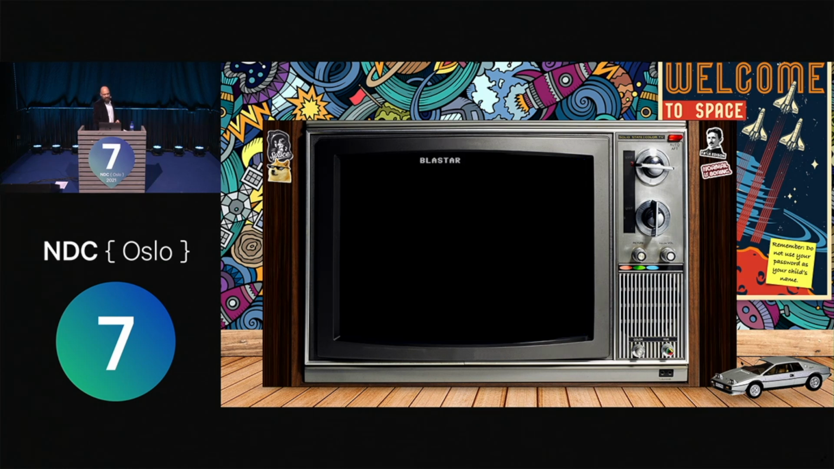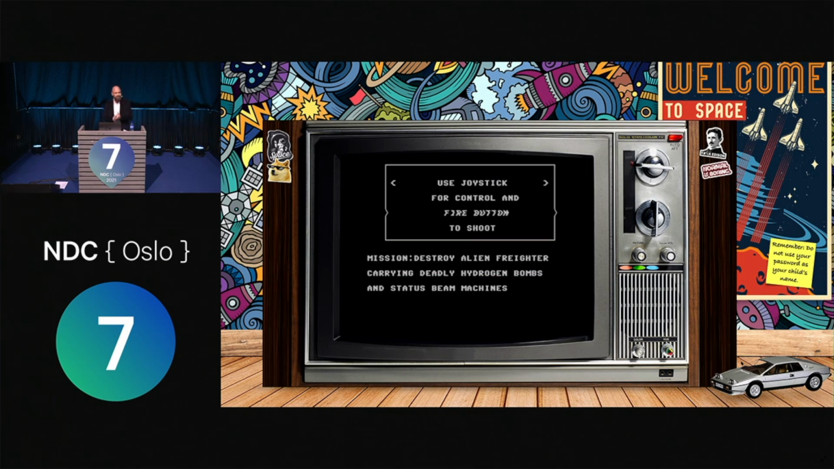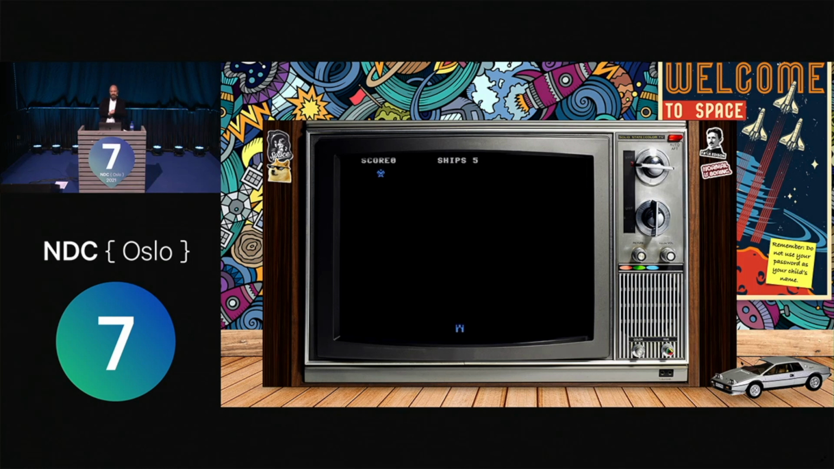And when you got to the end of this and ran this thing, you would see the fantastic game Blaster. It looks kind of familiar.